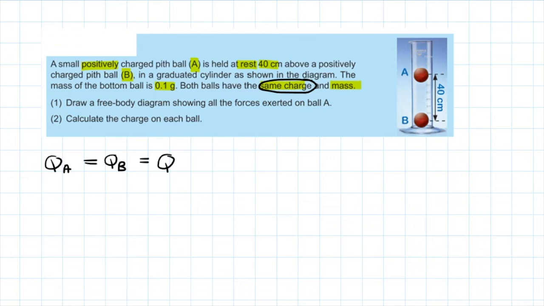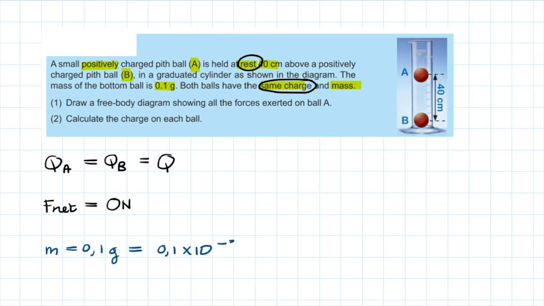They tell us that ball A is held at rest. If we have an object at rest, we know based on Newton's laws that the net force on that object is 0 newtons. We know that both of the balls are positively charged, and that they both have the same mass. The mass is 0.1 grams, which means 0.1 times 10 to the negative 3 kilograms, or you can simply divide by 1,000. But it's very important that you convert to the correct SI unit.